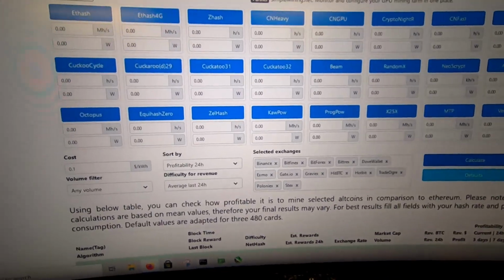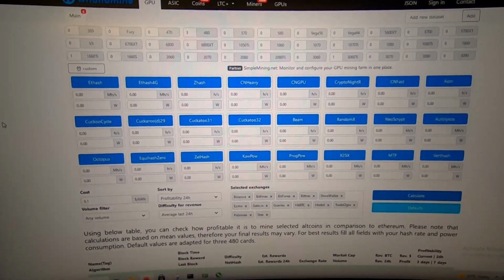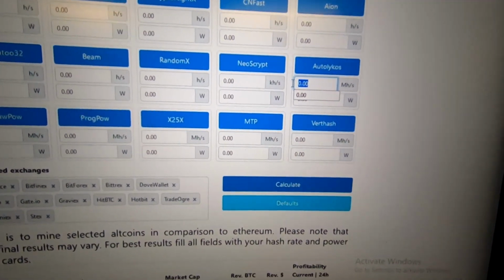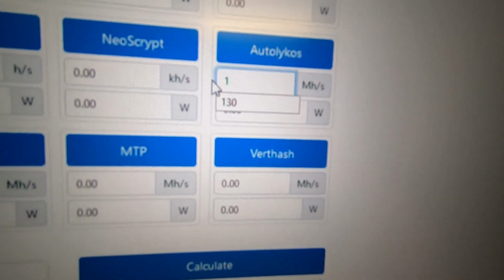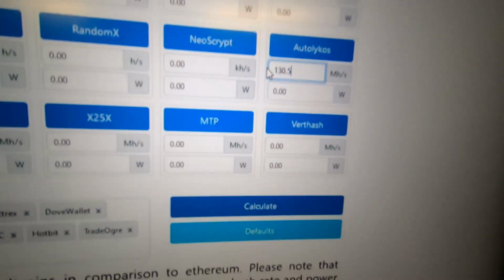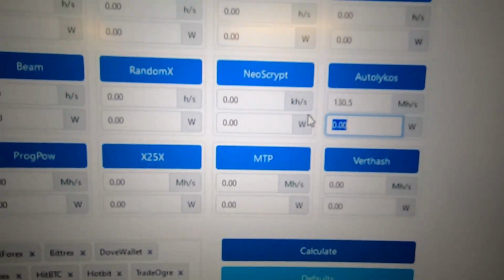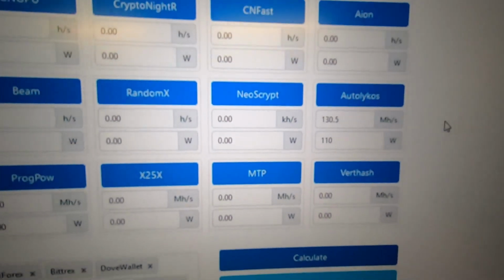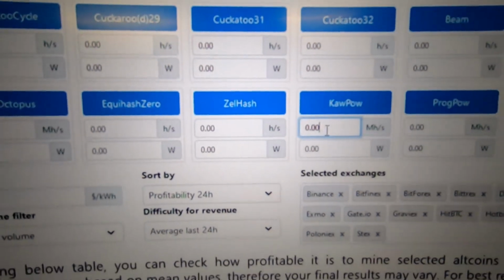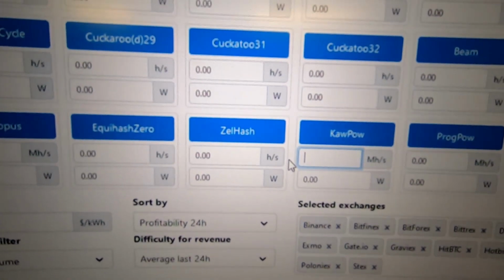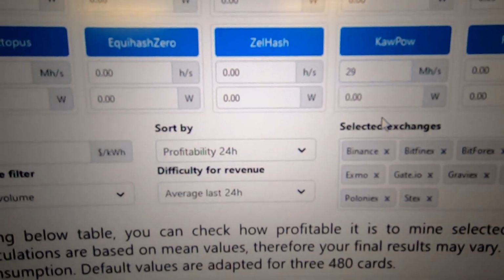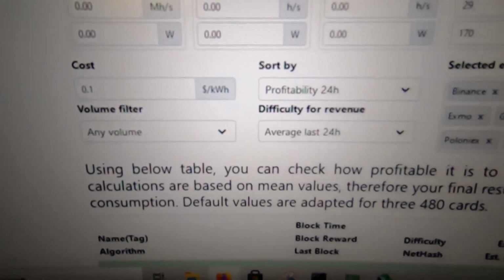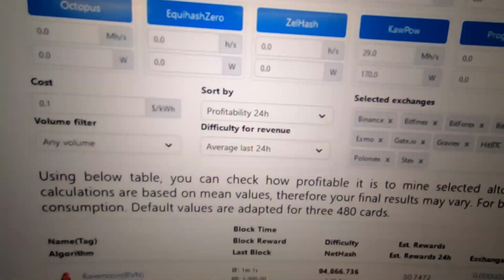All right, so I went over to whattomine.com, and for Ergo, if we are doing 130.5 mega hash per second at 110 watts, it was about 105 to 110, pretty much an average of 110, I'd say. And then the Raven Coin results from the last video, which was 29 approximately at 170 watts. So at 10 cents a kilowatt hour, we calculate these results out.